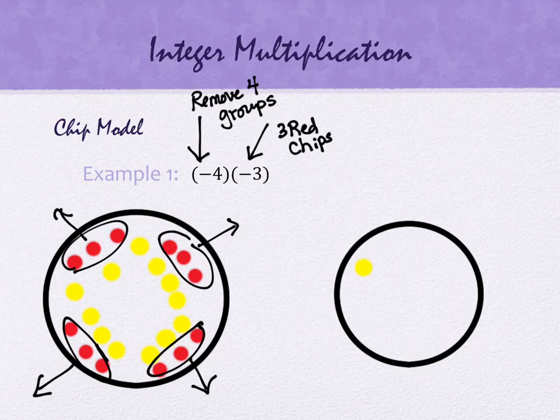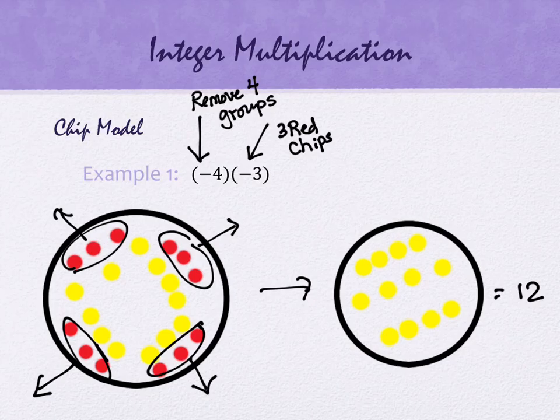Only yellow chips, and Ty's right, there's 12 of them. So this is where we end up with, and we have a 12. And it's a positive 12, right? Why?